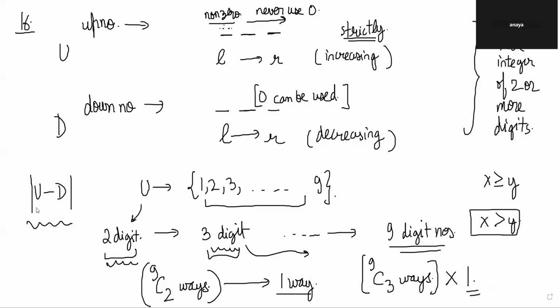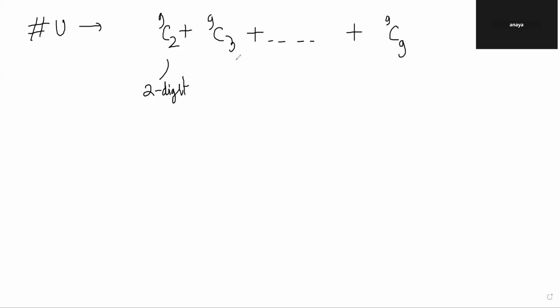So if you count the number of up numbers, you will do 9C2 plus 9C3 and so on till 9C9. This is the two-digit up numbers, this is the three-digit up numbers, and so on. This, by the way, is equal to 2 to the power 9 minus the terms that are missing, which are 9C1 and 9C0.